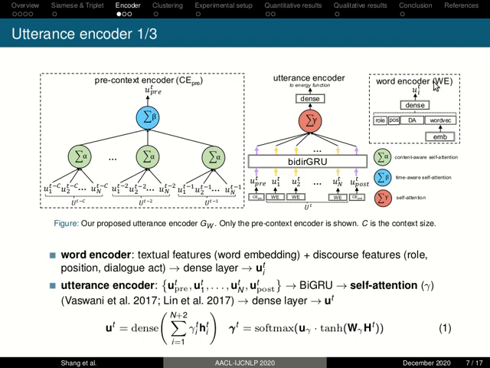The second component, the utterance encoder, is shown in the center. For the target utterance UT, we feed the BiGRU layer with a sequence of word representations for all words U1 to UN, prepended and appended with two context vectors UPre and UPost. We then pass the BiGRU annotations to a basic self-attention mechanism and a dense layer. The final embedding of the target utterance is used in the Siamese and triplet architectures for distance comparisons.